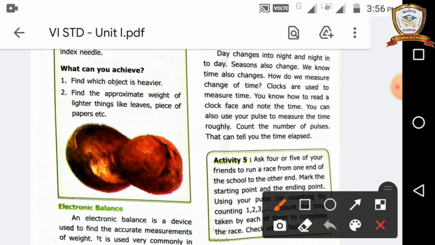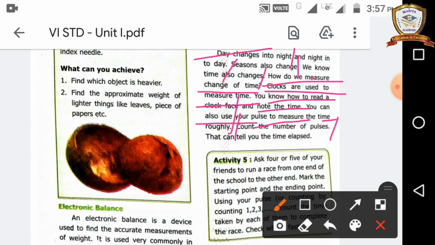Next heading, time. Day changes into night and night into day. Seasons also change. We know that time also changes. How do you measure change of time? Clocks are used to measure time. You know how to read a clock face and note the time. You can also use your pulse to measure the time roughly. Count the number of pulses that can tell you the time elapsed.